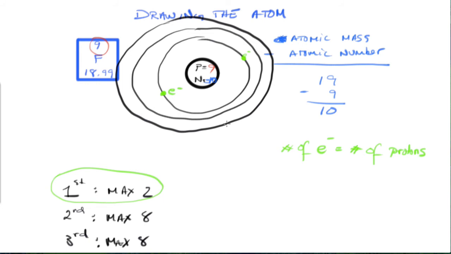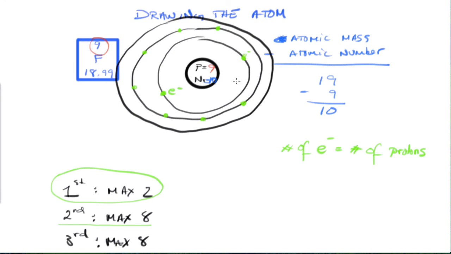So I've put 2. There are 7 more to go, so I'm going to have to put the other 7 inside the second ring, inside the second orbit. I'm allowed to put a maximum of 8, so I can definitely put in 7. So let's put that over here. 1, 2, 3, 4, 5, 6, 7 electrons.